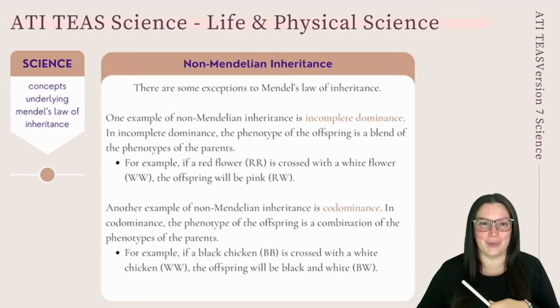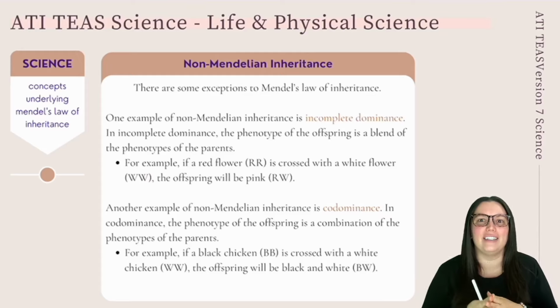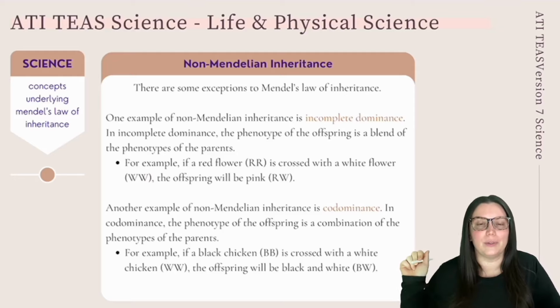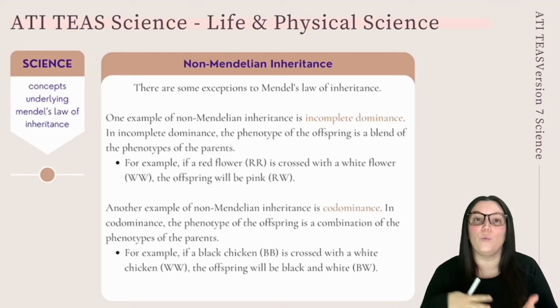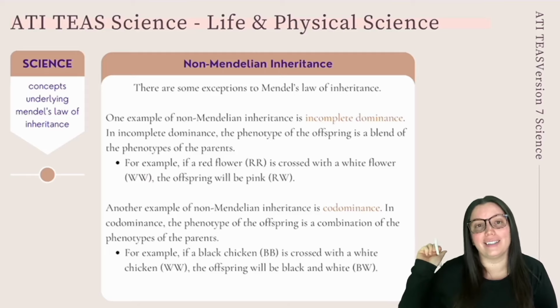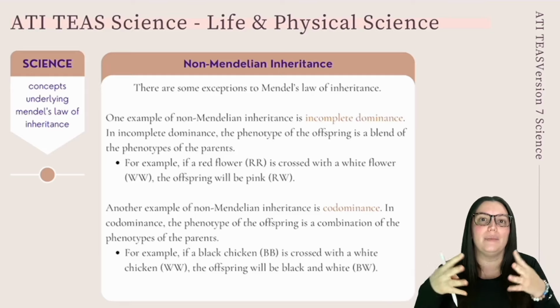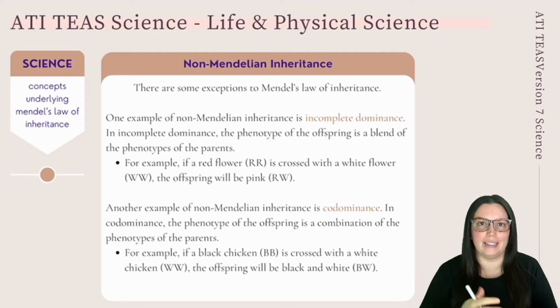they're going to cross and create pink flowers, right? In another example of non-Mendelian inheritance, there's codominance. In codominance, the phenotype of the offspring is a combination of the phenotypes of the parents. So for example, if you have a black chicken, uppercase B, lowercase b, and it's crossed with a white chicken, uppercase W, the offspring are going to be black and white, uppercase B, uppercase W, right? So we have incomplete dominance, where there's going to be a mixture, and then we have codominance, where the two are just so dominant, they're going to both express the phenotypes that are involved.